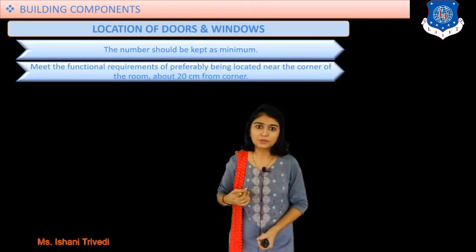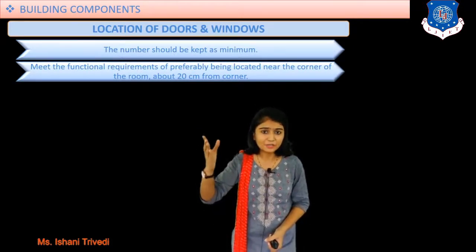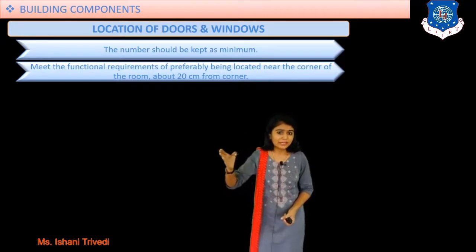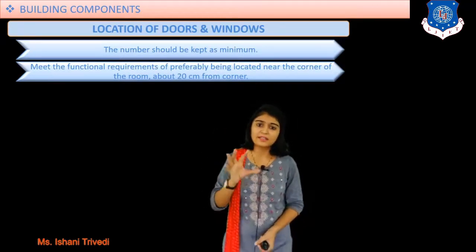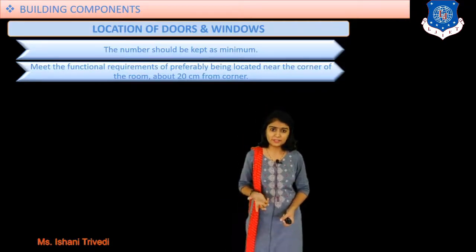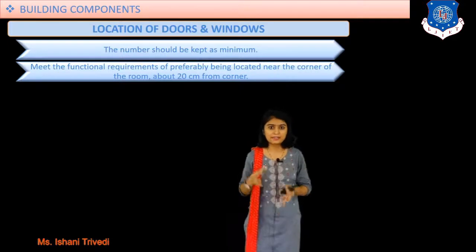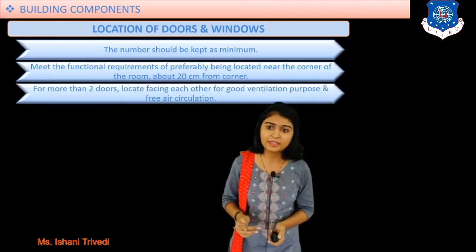One functional requirement being that you have to place it in such a way that you can leave almost 20 centimeter space from the corner, and it should be provided such that other space is not wasted, and the door is provided at a proper location.